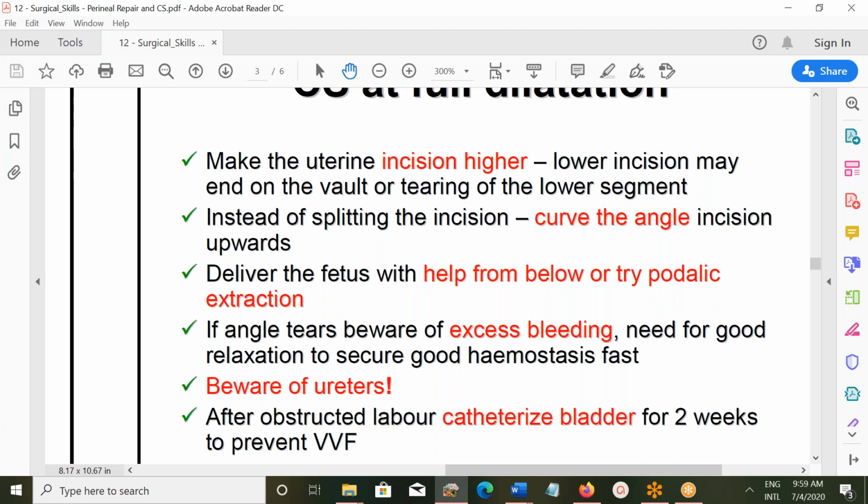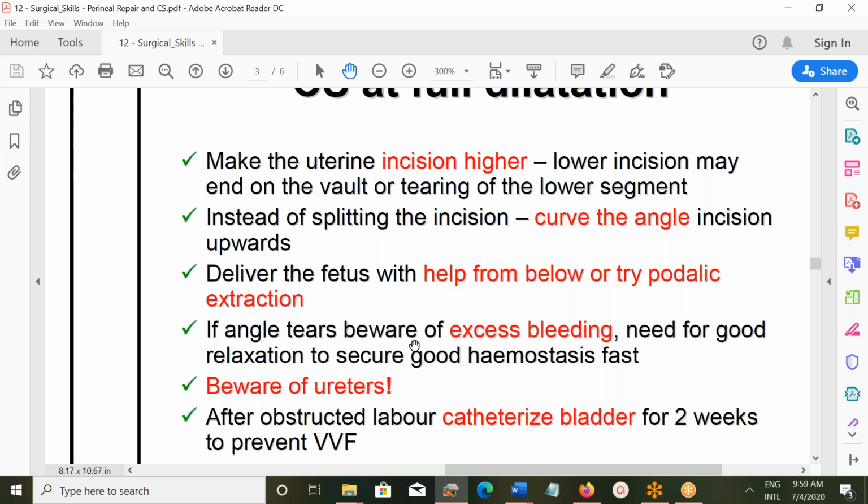When you are doing a second stage cesarean section, delivery of the fetus can be very difficult, so you can ask someone to help you by putting one hand into the vagina and pushing the head above, or you can try the podalic version, where you are holding the baby by the foot and then delivering them.